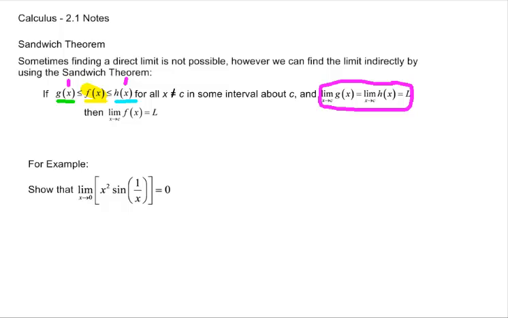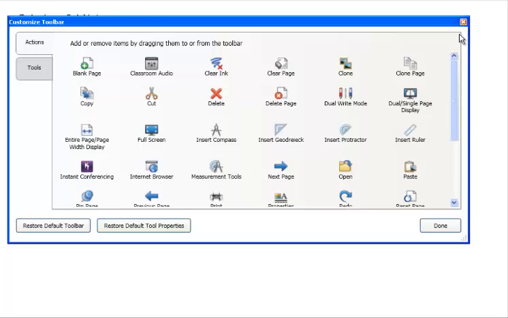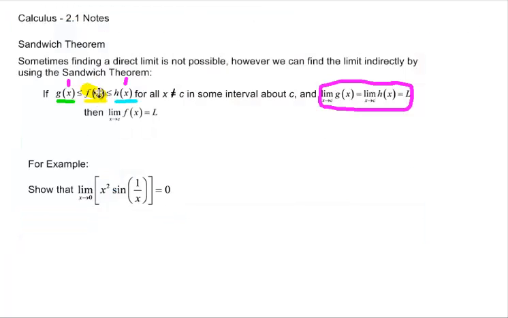The bread at Subway is good, but what makes a Subway sandwich really good is the inside. And the same thing with calculus. We're really interested in that inside part, the really cool part. So g and h become the bread. We don't need this guy. And the f is the sandwich part, the middle part.